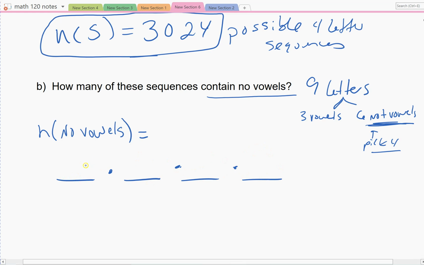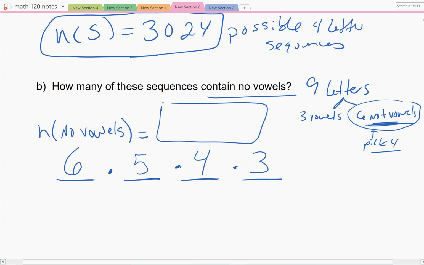Well, this would be the first letter that's not a vowel. There are 6 possible choices that are not vowels for my first pick. And then just like before, I've already picked a consonant, so for the second letter, there's 1 less. So there are only 5 non-vowels left over for the second, 4 for the third, and 3 for the last. And so it's 6 times 5 times 4 times 3, which is 360.